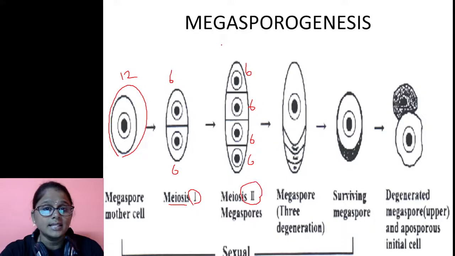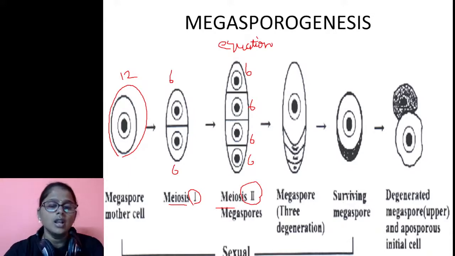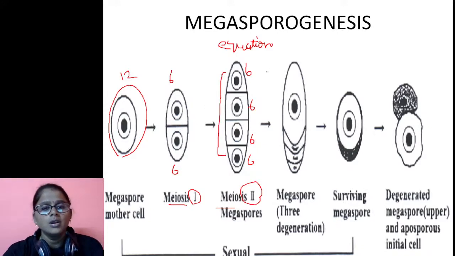This is called as a equational division. ஏன்னா இங்க என்ன நடக்கல, ரிடக்ஷன் நடக்கல, அப்படியே எக்ஸாக்ட் காப்பி வந்து ஃபார்ம் ஆகுது. ஆனால் இது மியாசிஸ் ப்ராசஸ். ஸோ யூ ஆர் காலிங் them as a equational meiotic division. So 2 become 4 megaspores. Okay, so all are having haploid number of chromosome n. They are all having a haploid number of chromosome.